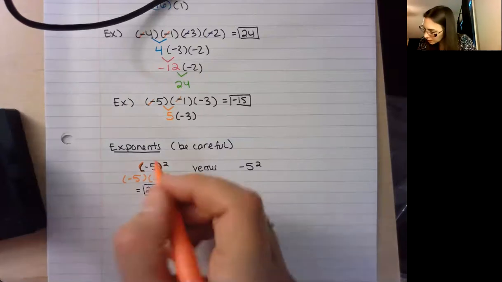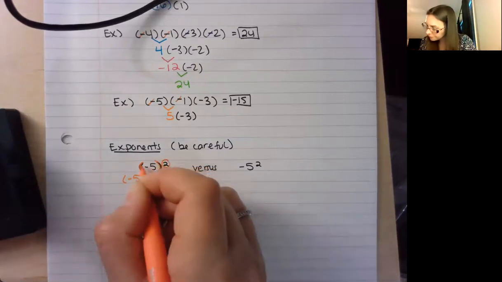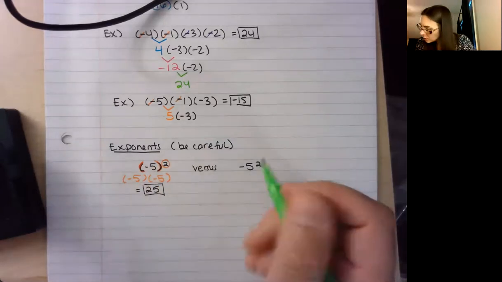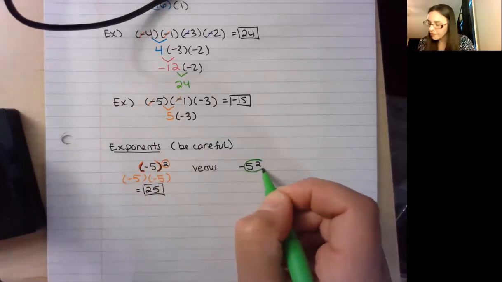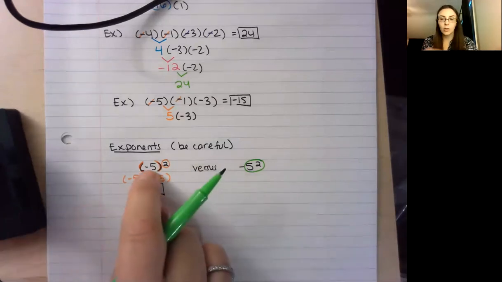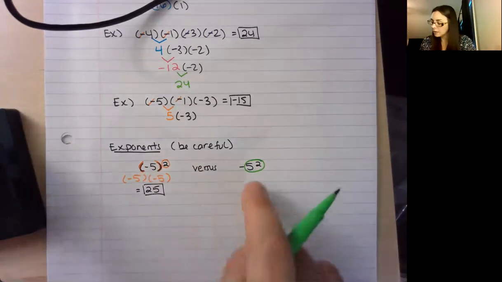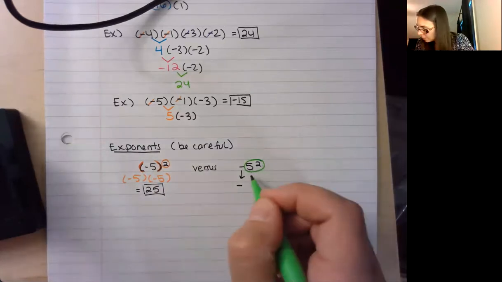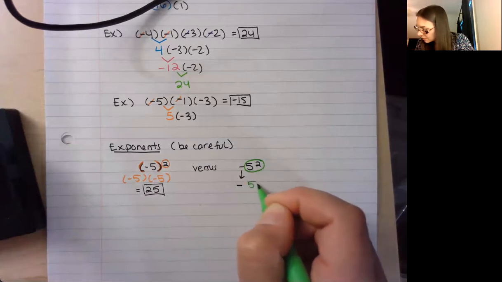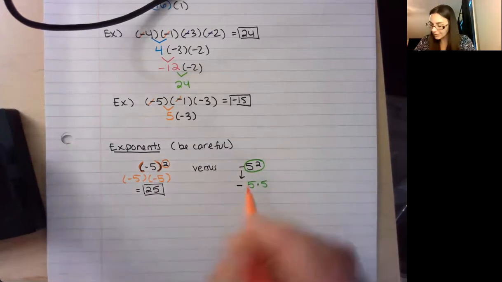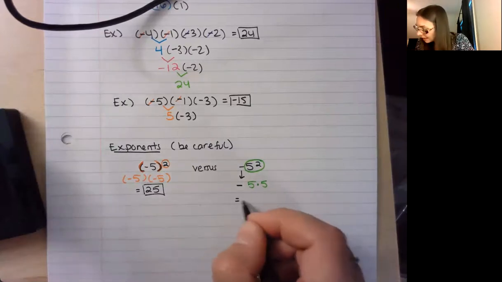However, on this side, I don't have parentheses. So that 2 is only touching the 5. It's not touching the negative. Here, my negative was in parentheses, so it was covered. But here it's not. So what happens is you have a negative, and then this part becomes 5 times 5, which is 5 squared. So my answer here instead is actually -25.